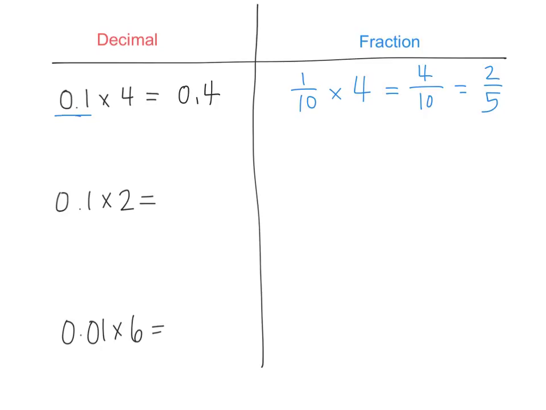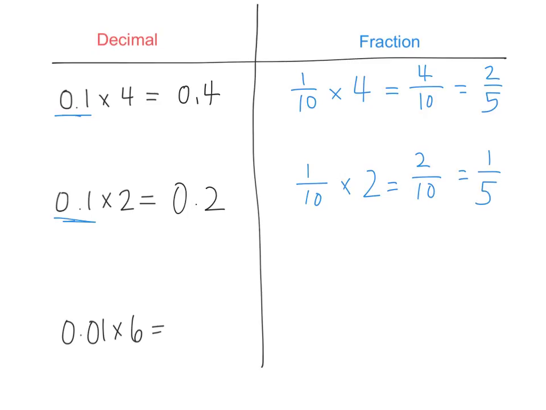Let's try this next one. 0.1 times 2. Using what we know about multiplying decimals, if I have 2 copies of 0.1, what do I have? 0.2, good. Now let's write that in fraction form. How do I write 0.1 in fraction form? 1/10, good, times 2. Does that equal 2 over 10? Which equals 1/5? Yeah, okay.